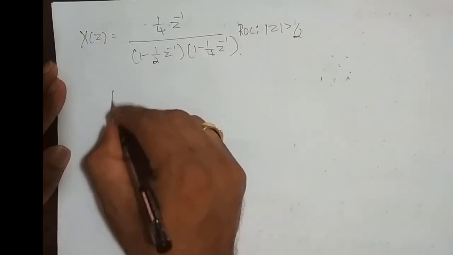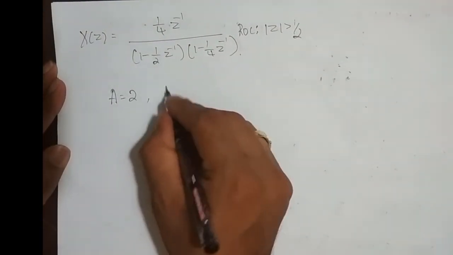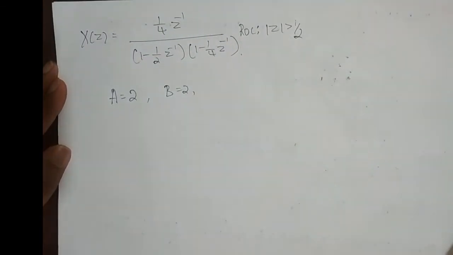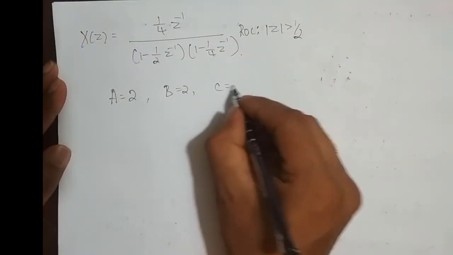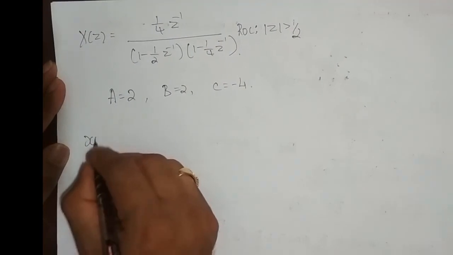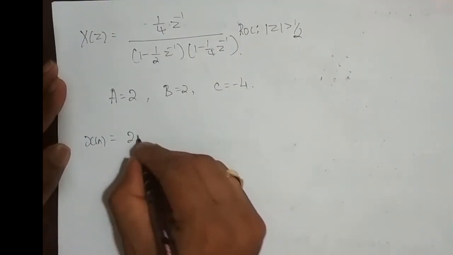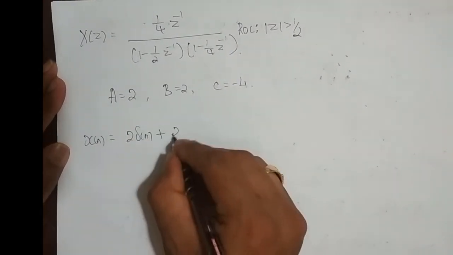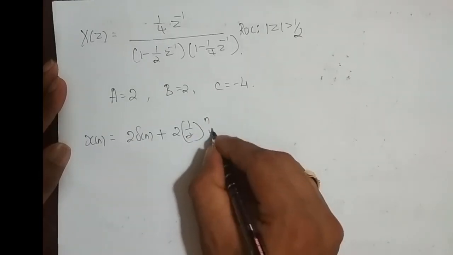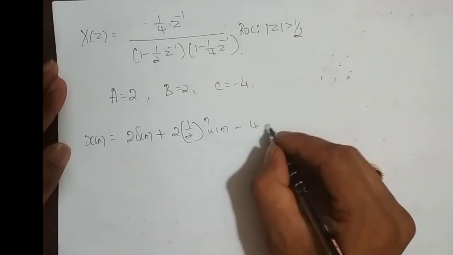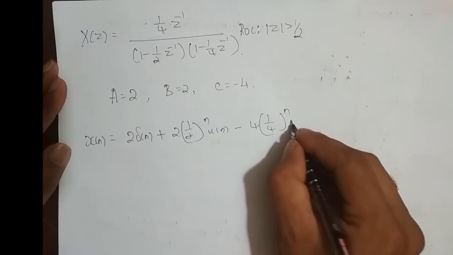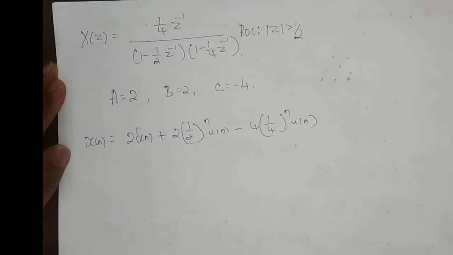The value of A we get is 2, the value of B we get is 2, and the value of C we get is minus 4, and the x of n value we get is 2 into delta of n, plus 2 into 1 by 2 power n u of n, minus 4 into 1 by 4 power n u of n. So this is the answer.